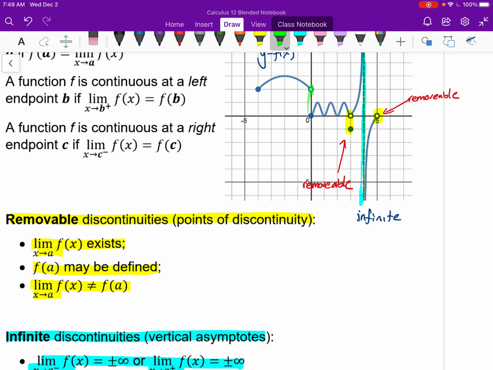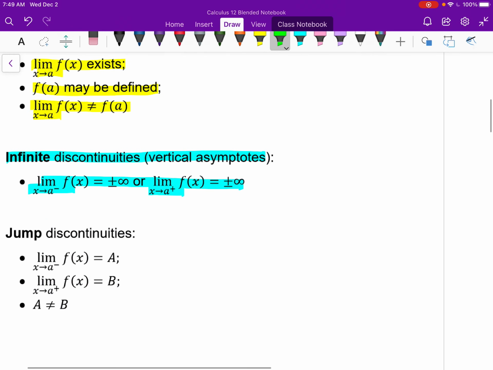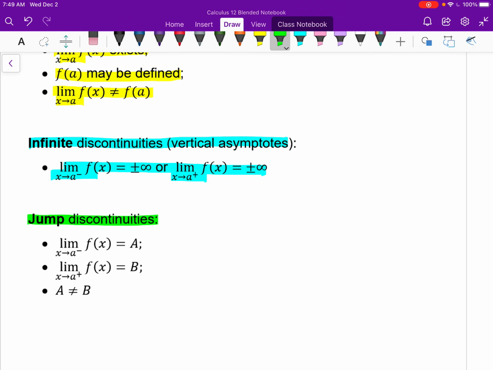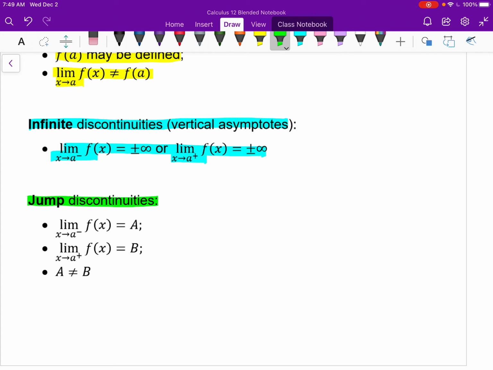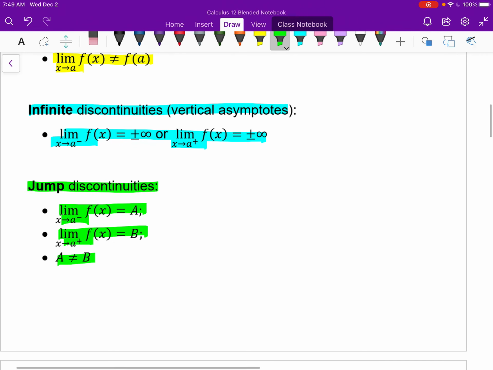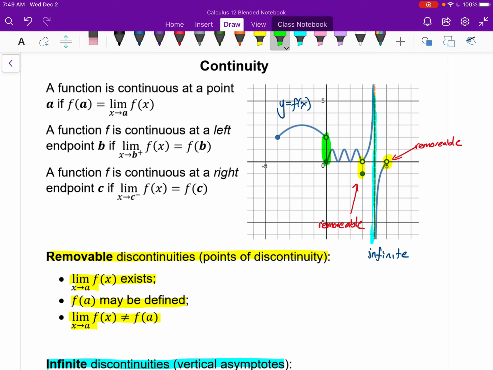Which leads me to this last one right here, which is a jump discontinuity. For a jump discontinuity, it has to have these characteristics. The limit from the left and from the right should both be defined, but they should not equal each other. And that's what we see right here. As you approach from the left, the limit equals 2. As you approach from the right, the limit equals 1. And so they're not the same. Notice how that's different from the removable discontinuity, where if you approach from the left and the right, you have the same value. And so that's a jump discontinuity, which is, literally, the graph just jumps.